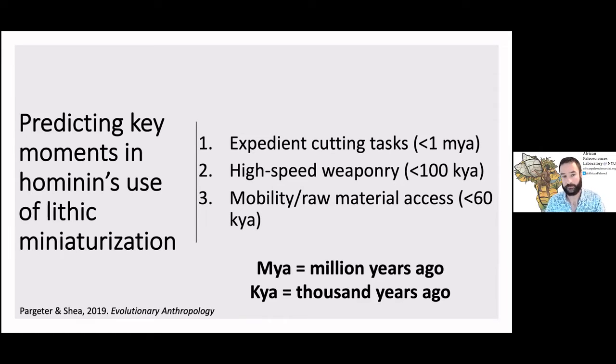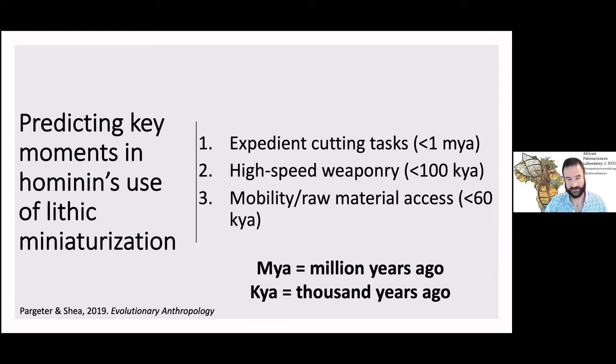Archaeology is a maturing science. We're getting there, in the ability to make predictions about the archaeological record. It's tricky because there are a lot of variables, but I've made three predictions about key moments in our ancestors' use of lithic miniaturization, when these tiny tools should pop up and increase in frequency and in different ways. The first is our reliance on expedient cutting tasks for butchering animals. This is a process that really starts to increase in frequency more than 1 million years ago.